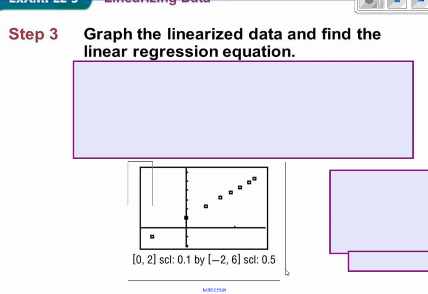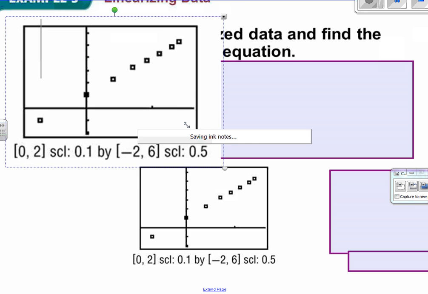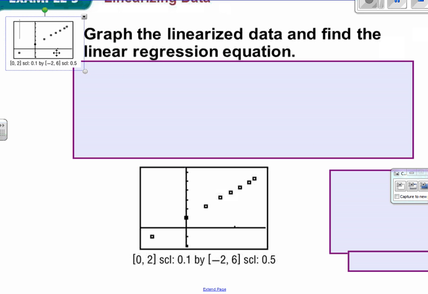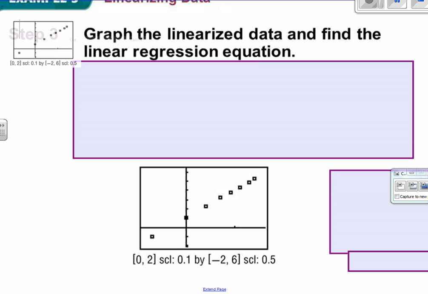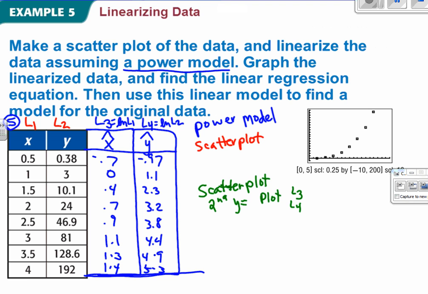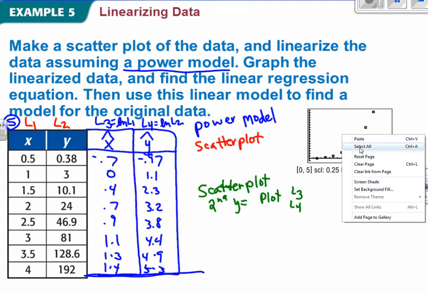Do you agree that that's called linearizing the data? Do you agree that the data now looks linear, right? But it's the same data, but it's been transformed. So I'm going to cut that. And I'll put it back on this first one. So did you get all that?